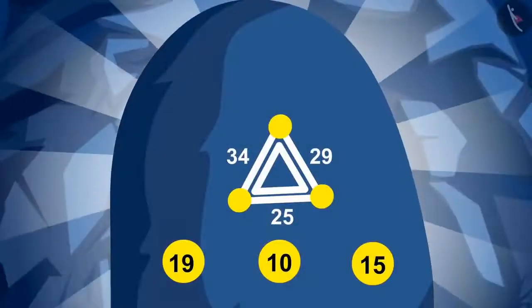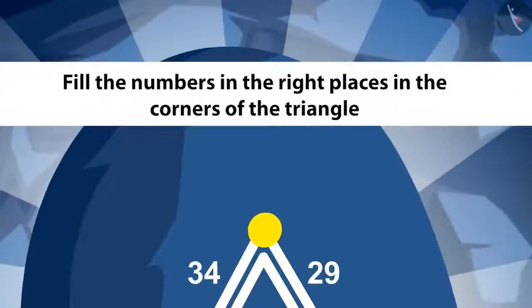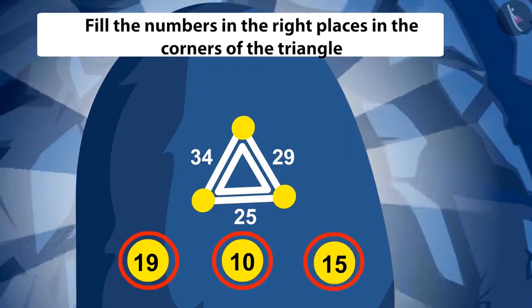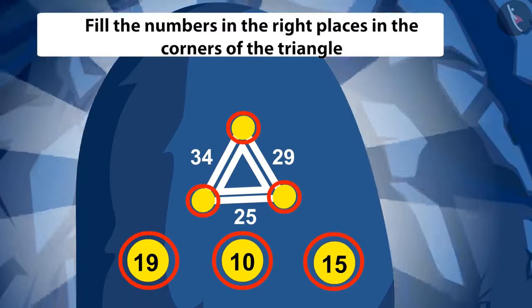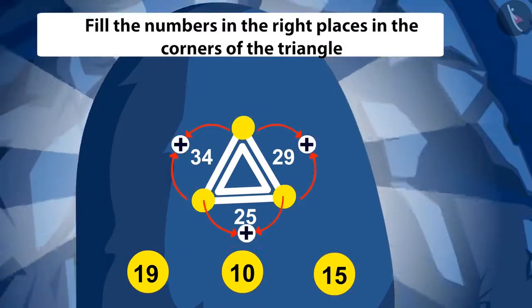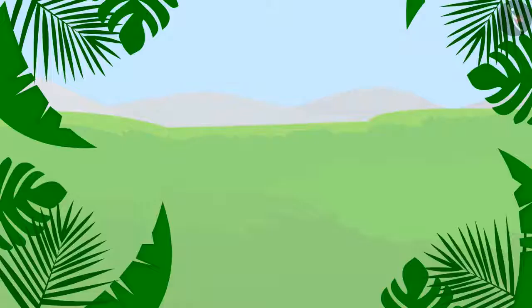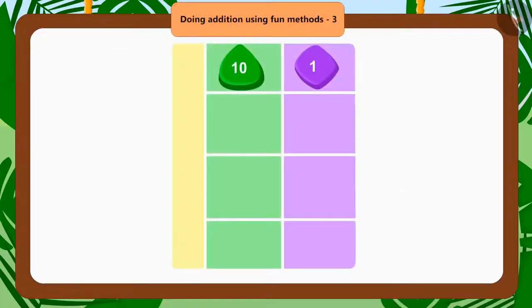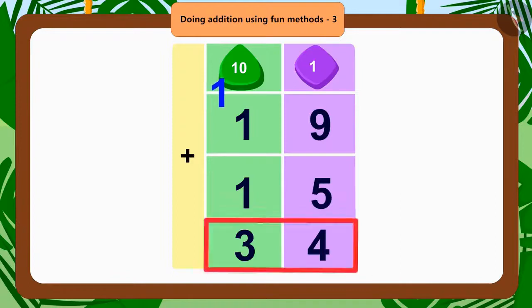Suddenly, Tufan can see this question above that mark. Fill the numbers in the right places in the corners of the triangle in such a way that the addition of the numbers in each of the 2 corners is equal to the number written in between them. Tufan began to find an answer to the puzzle. First, he added 19 and 10. He got 29. Then he added 15 to 19 and got 34.